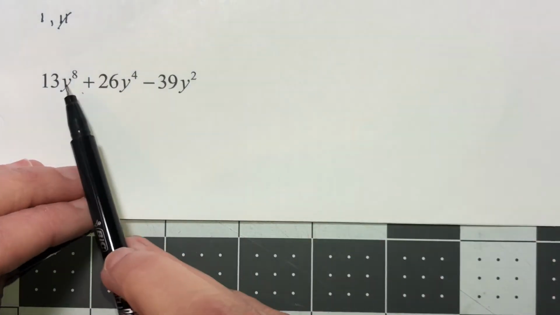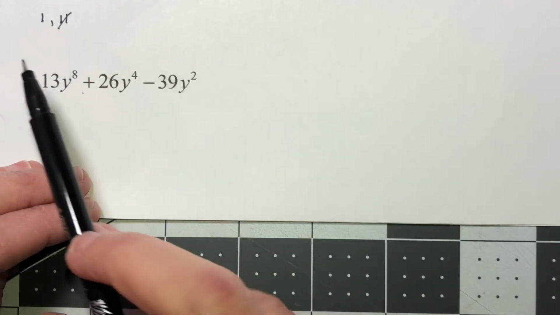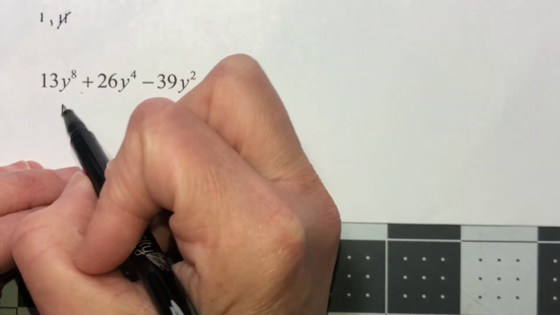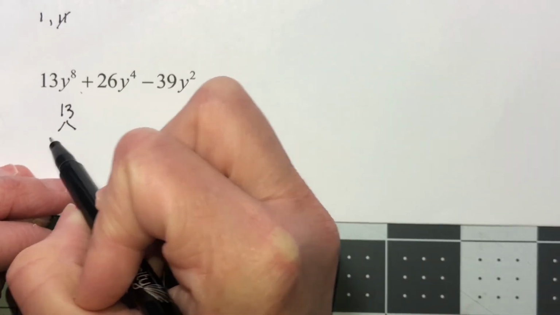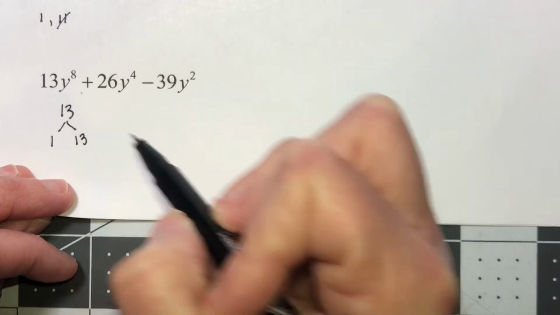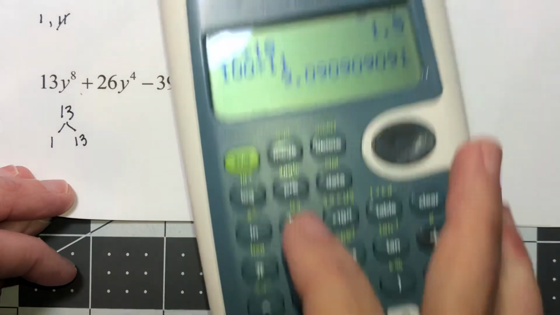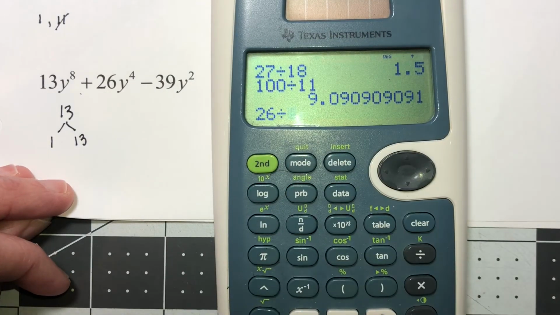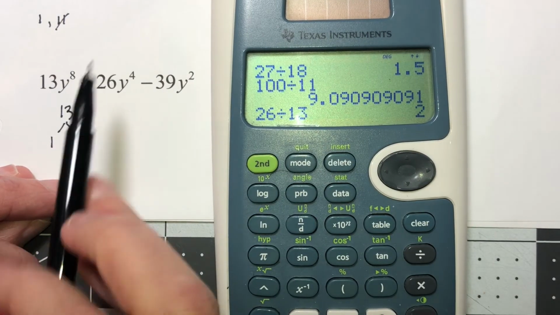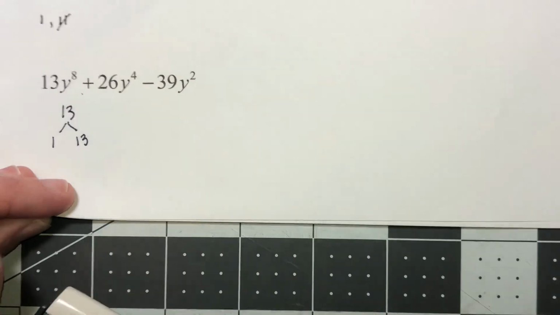All right, so this time I have 3 terms. I have 3 things to consider. My smallest number is a 13. 13 is also a prime number. The only things that multiply to 13 are 1 and 13. Okay, so I'm going to check 13 first. Is 26 divisible by 13? Yes, it's a 2. How about 39? It's a 3. So 13 is part of my GCF.